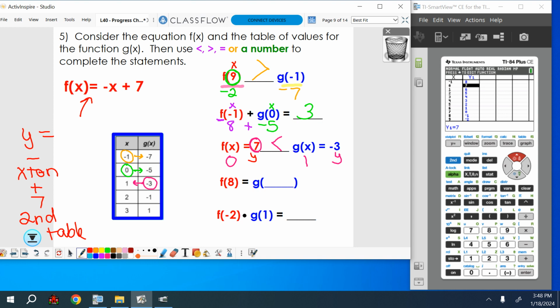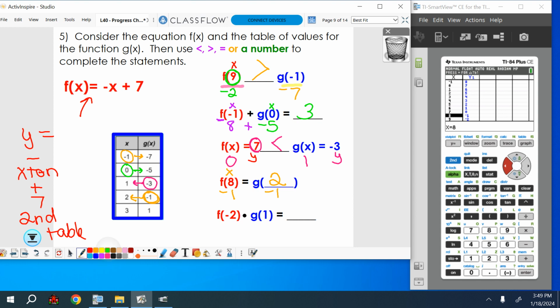When I look at my table and my graph, when x is 8, come down here till x is 8, my y value is negative 1. I want to know what x value on my table has a y value of negative 1. So I'm going to look for my y value of negative 1. My x value is 2. So in my calculator, when my x value is 8, I get negative 1. On my table, when my x value is 2, I get negative 1. And those two are equal.